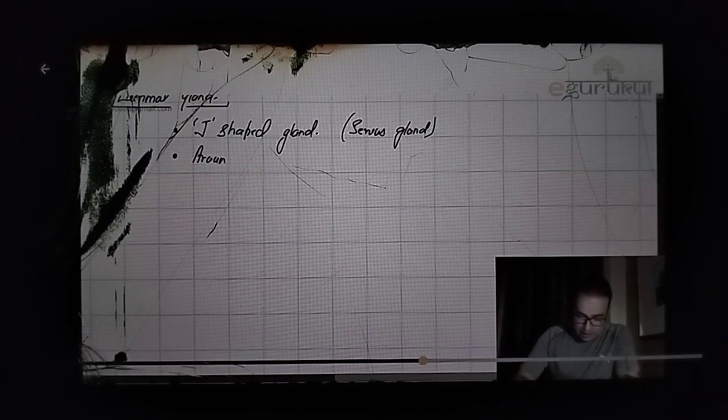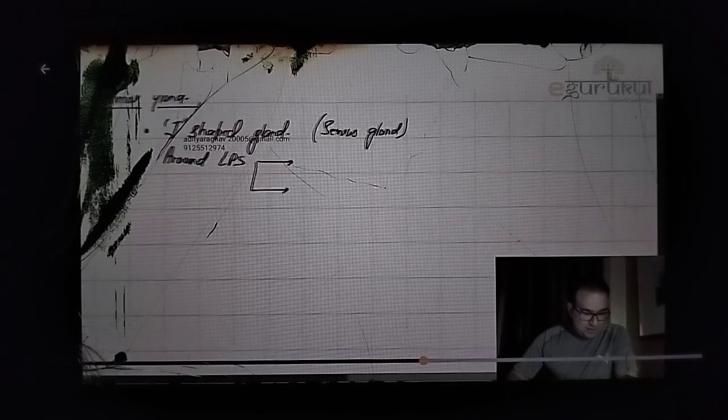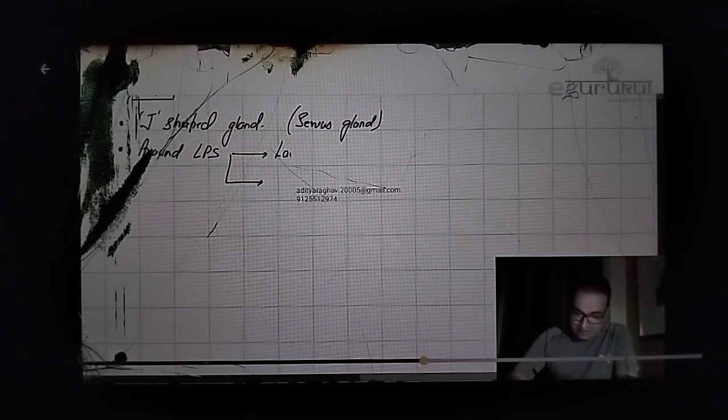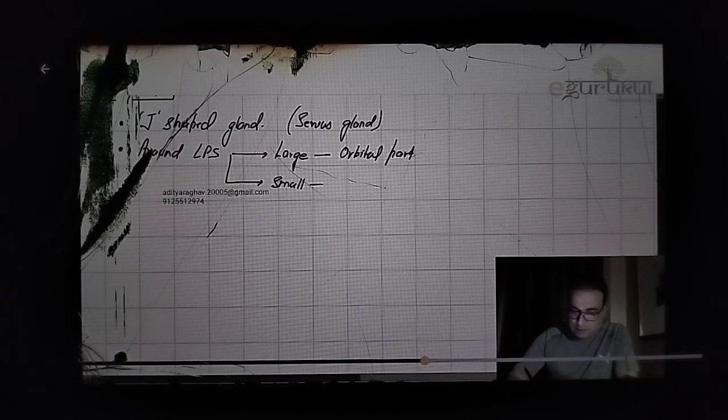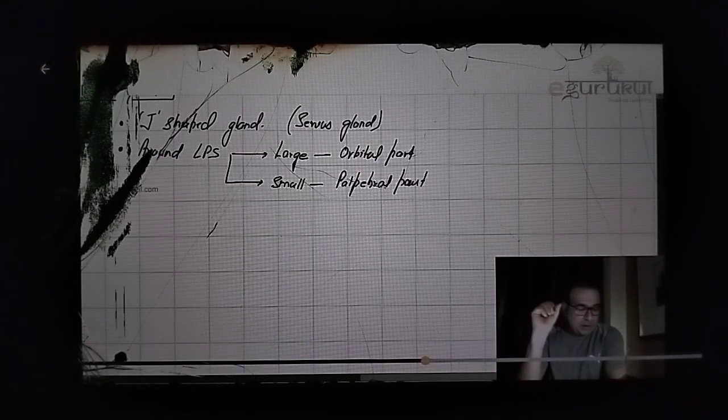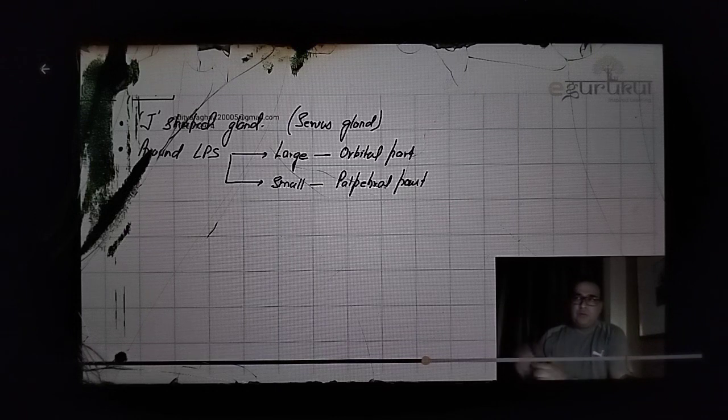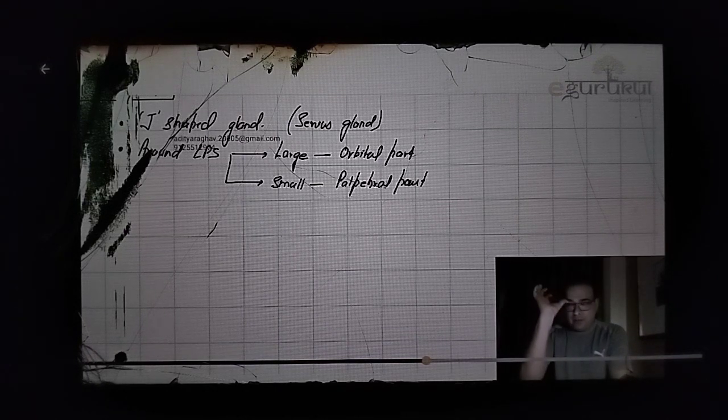Around the LPS, the gland is divided into two parts. We have the large part and the small part. The large part is the orbital part, and the smaller one is the palpebral part. Now the location. If you remember the discussion we had on the orbit, the orbital part is present in the roof, anterolaterally, somewhere here.